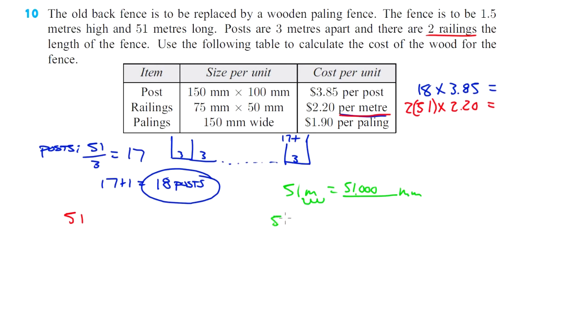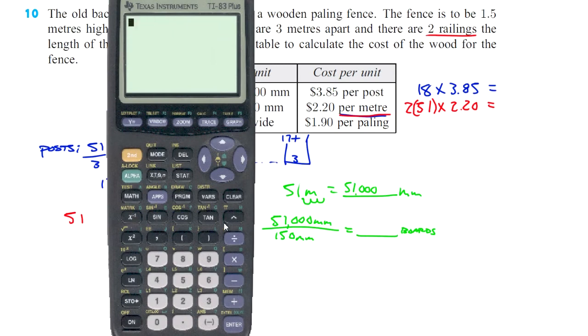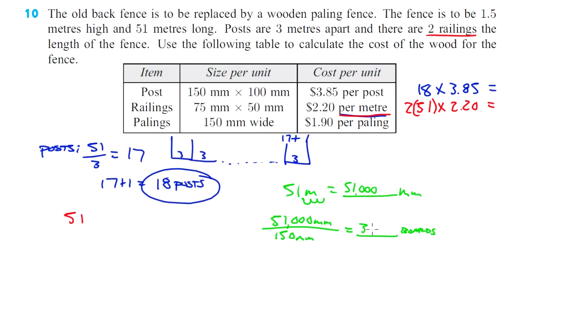So if we take our 51,000 total millimeters and divide it by 150 millimeters per board, that'll tell us how many boards we need, right? Or they call it a paling. Okay, so let's do 51,000 divided by 150, and that gives us 340 total boards, right? So we've got 340 times $1.90.